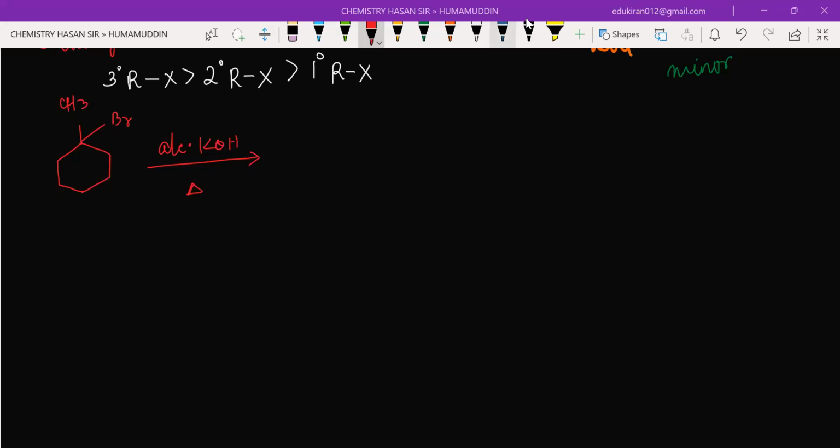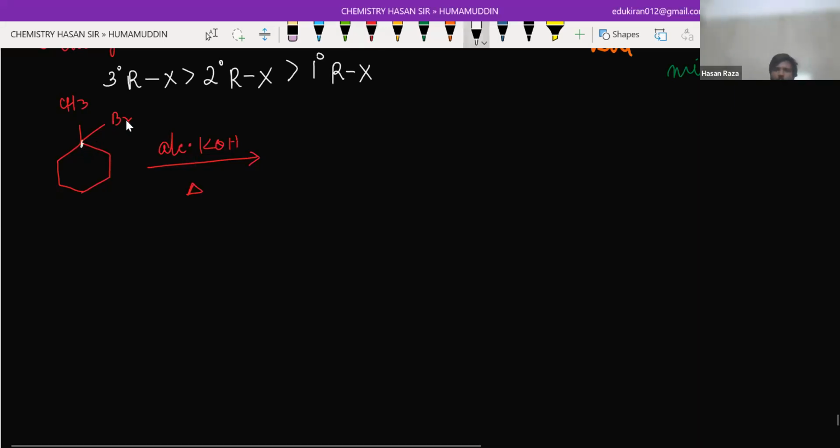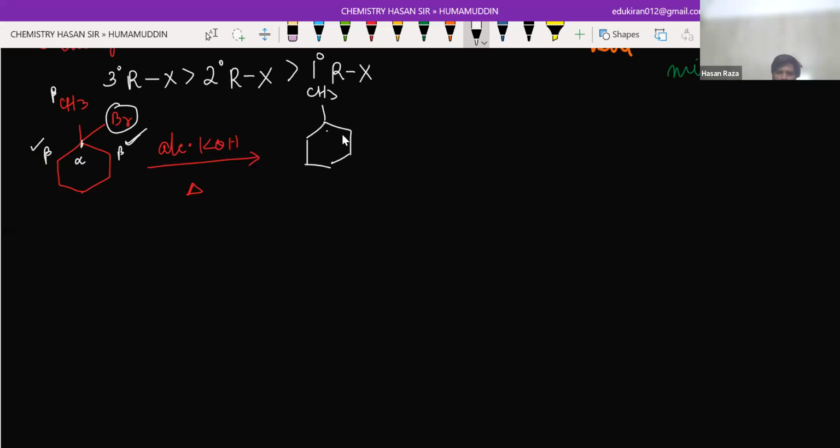Okay, I'm going to explain. First of all, this carbon is directly connected with Br, so this will be your alpha. This will be your beta, this will be your beta, this will be your beta. So basically this beta is the same. There will be two products. First I'm going to remove a hydrogen from this beta and the bromine, so there will be a double bond between these two.